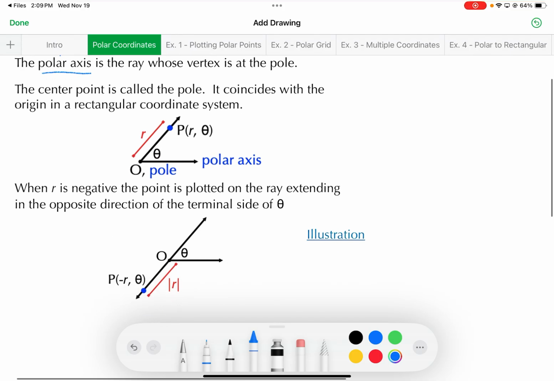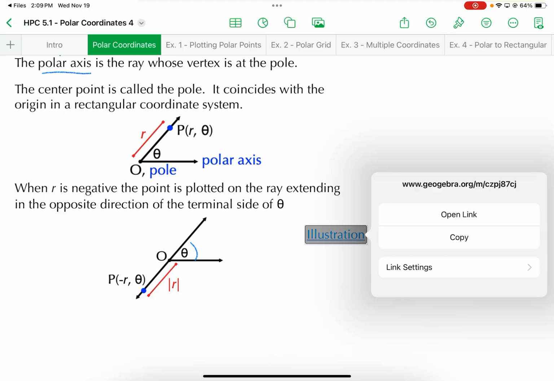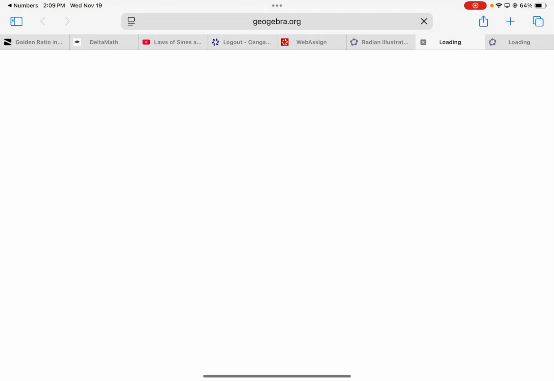Now, if your r value is negative, notice what you have to do here to plot the point. You rotate to the terminal side of theta, and then you would extend theta in the opposite direction, okay? So if this is the angle theta right here, that's your terminal side, right? You're going to extend it in the other direction, and you're going to go r units off that side to get to your point P. Okay, so let's illustrate this a few times.